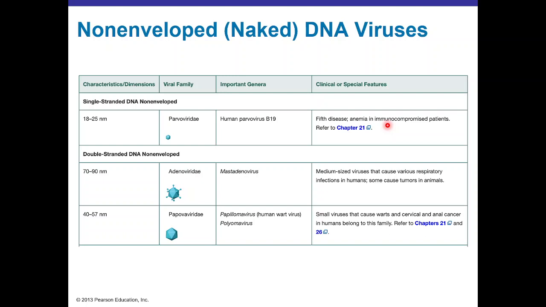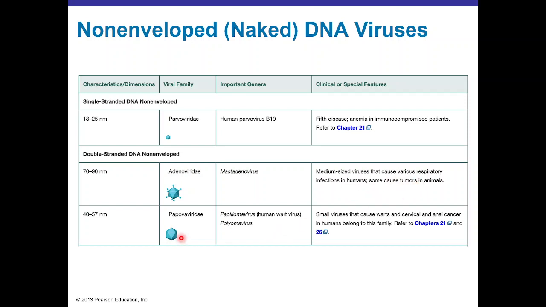Double-stranded DNA, we have also non-enveloped or naked viruses like adenovirus that measure between 70 to 90 nanometers. We have an example, an important genus like Mastadenovirus, that can cause respiratory infections in humans and can cause tumors in animals.